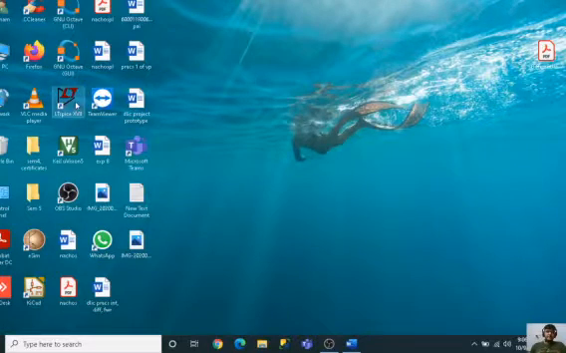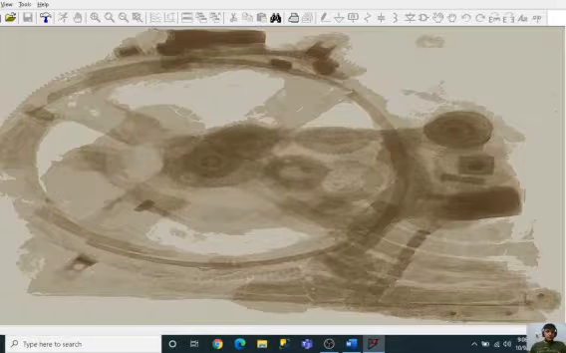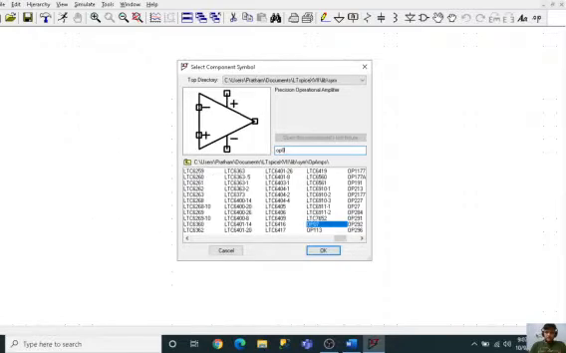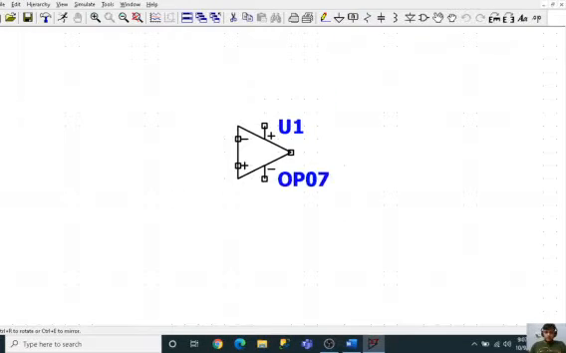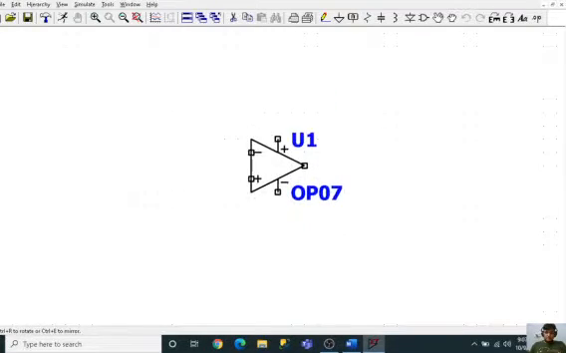So let's start the design of an integrator. I will go to LTSpice, new schematic. My first component will be OP07. So this is my OP07.